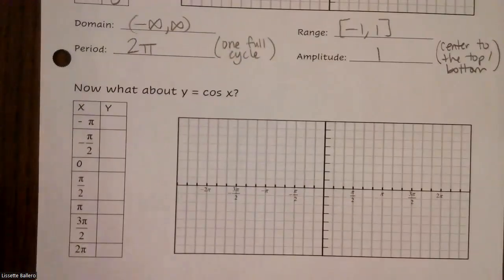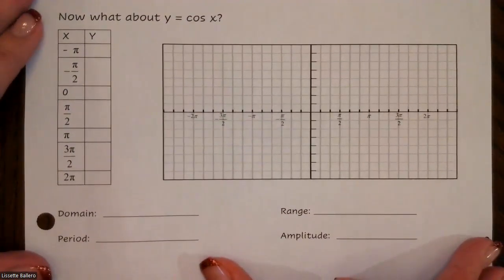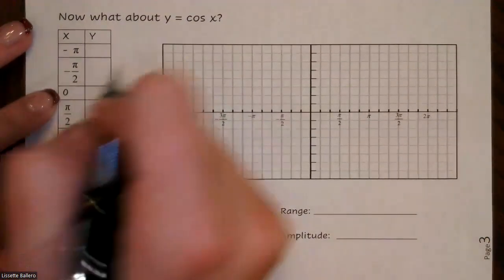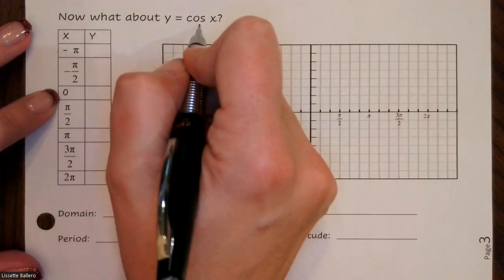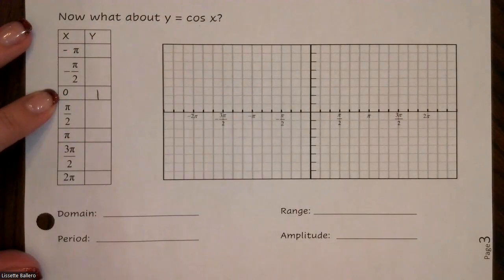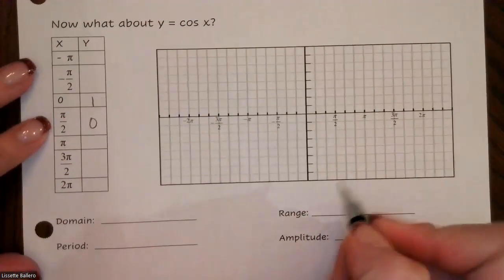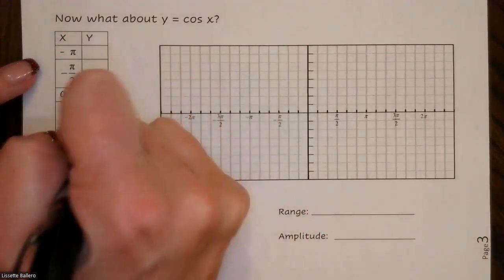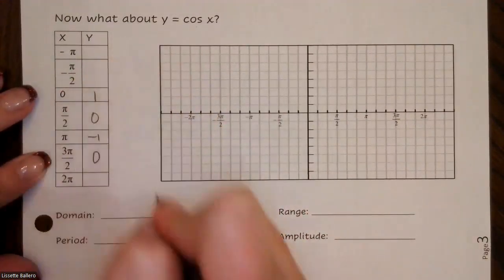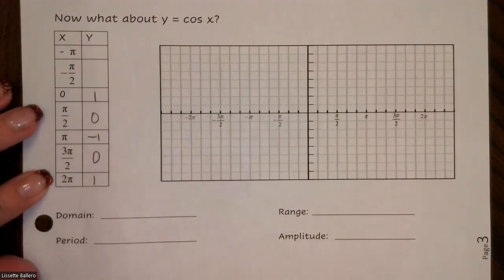Now let's talk about this cosine curve. Again, we're going to start with the parent function. And so if we think about the cosine values, those are the x values on the unit circle. So at 0, my x value is 1. Pi over 2, it is 0. At pi, it is -1. 3 pi over 2, it is 0. And at 2 pi, it is 1 again.